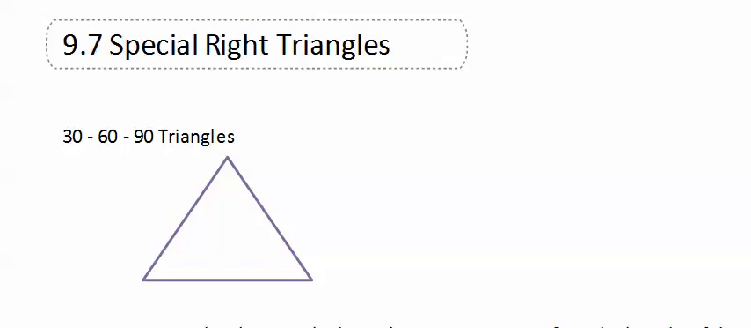In section 9.7, we'll talk about two different types of special right triangles, 30, 60, 90 and 45, 45, 90. The first one we're going to talk about is 30, 60, 90 degree triangles and what the proportions of the sides are to each other. Now, how this is determined is if you think about an equilateral triangle, and let's say that we create an altitude from this triangle, which creates two congruent triangles and a 90-degree angle.